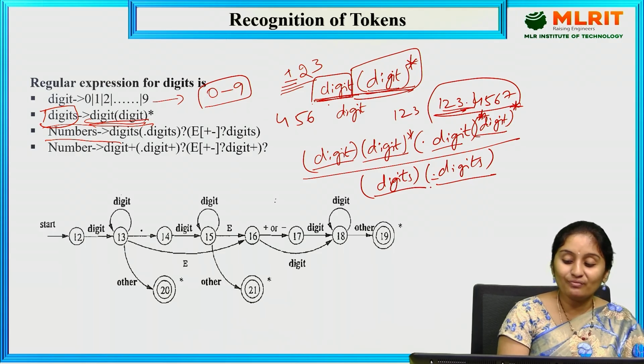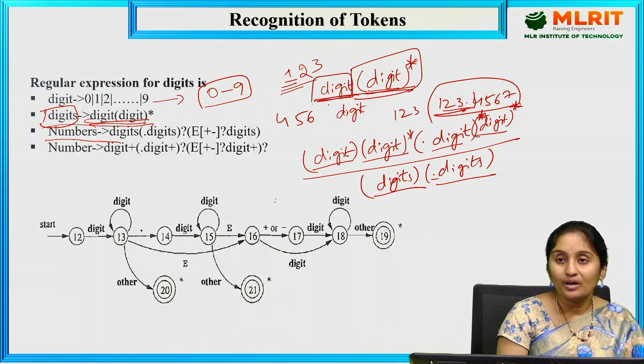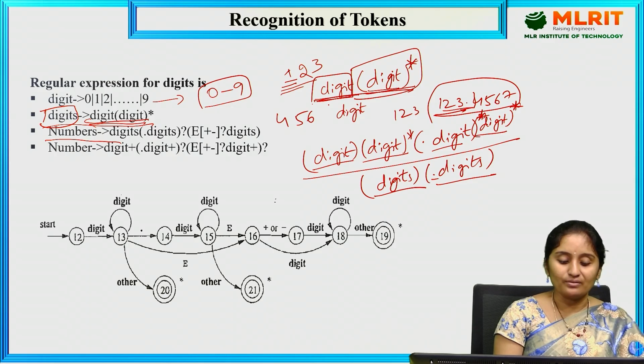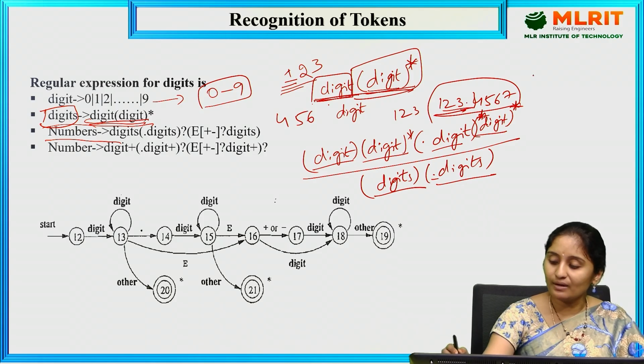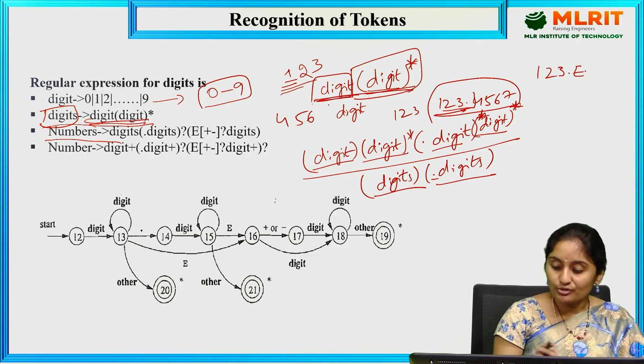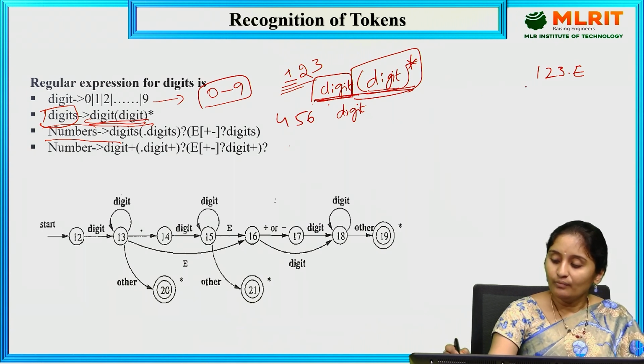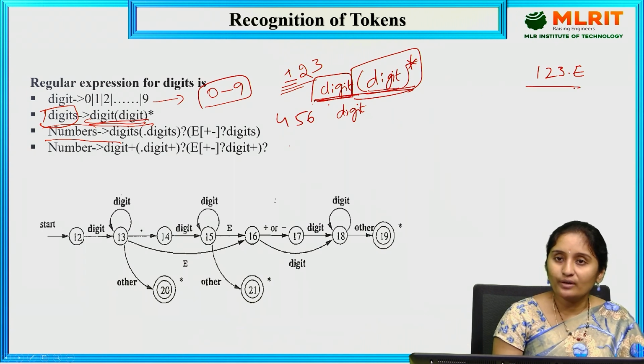The next one we have is exponential values. How are we going to read these exponential values? Let us take 123.45E as an example. How can I write that? Let me write that one.